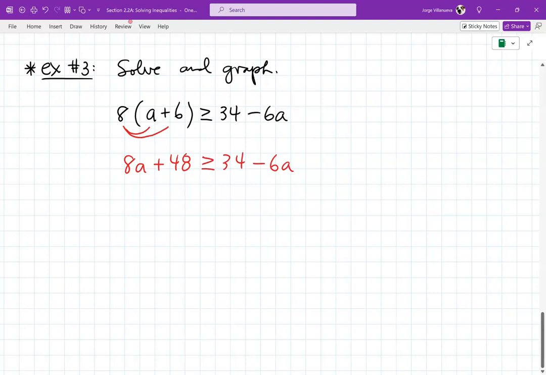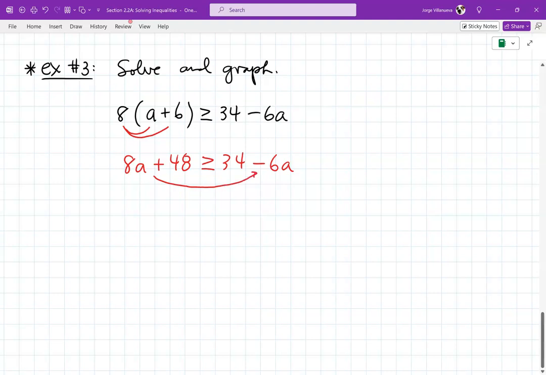Now, if you listened to me when I talked about this before, I like to combine my variables together. I like moving the smaller one. So which one would I normally move? The negative 6a. That's what I want to do. And by doing that, I'm actually going to get my variables on the left side. So that's good. But I'm not going to do that right now. Just to practice the opposite side thing, let me move 8a over to that side.